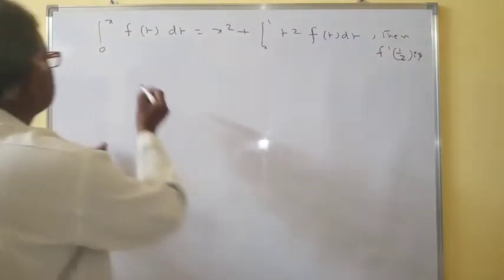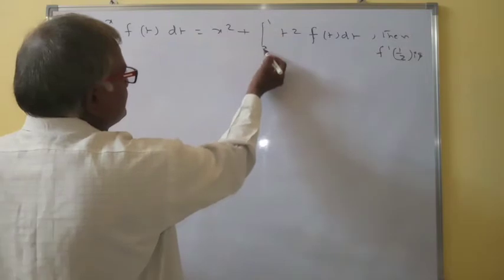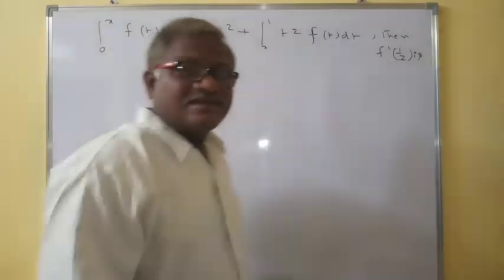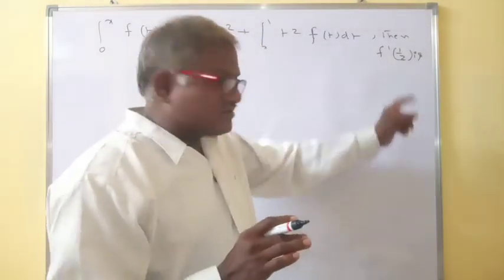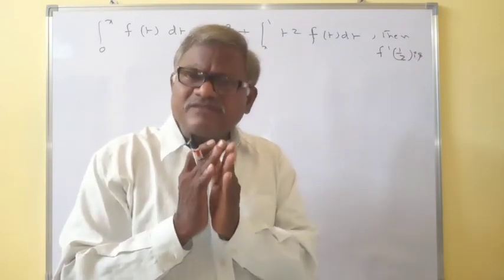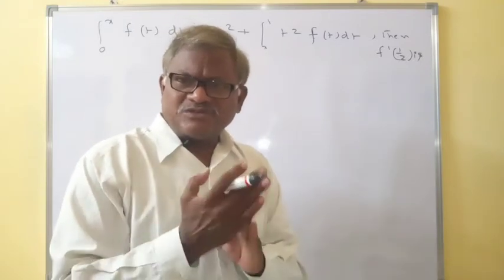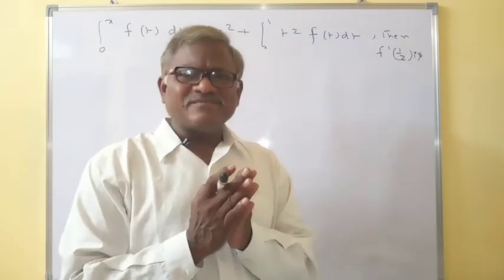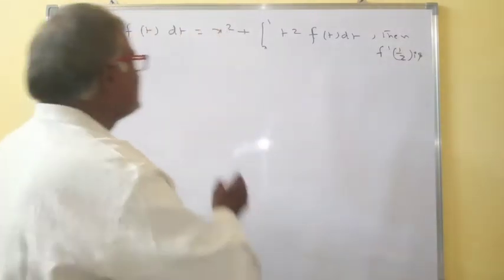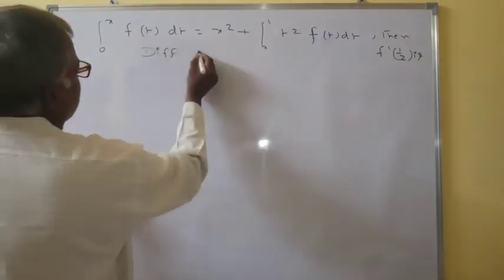So here what is given: the integral from 0 to x of f(t) dt is equal to x square plus the integral from x to 1 of t square f(t) dt. Then we have to find f dash. Here what is our required one? F dash. That means first of all we have to find the function, which is not given. So to obtain that function, we simply differentiate both sides with respect to x.